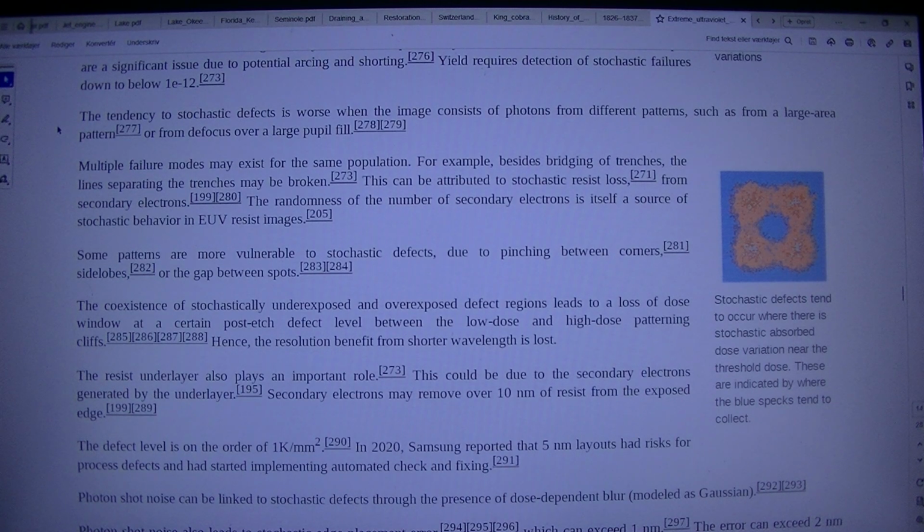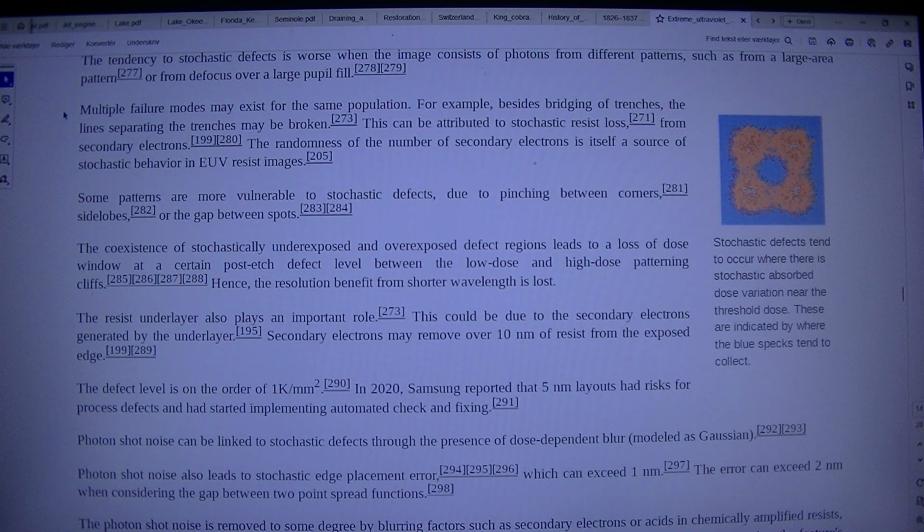Stochastic defects tend to occur where there is stochastic absorber dose variation near the threshold dose. These are indicated by where blue specks tend to collect. Multiple failure modes may exist for the same population. For example, besides bridging of trenches, the lines separating the trenches may be broken. This can be attributed to stochastic resist loss.